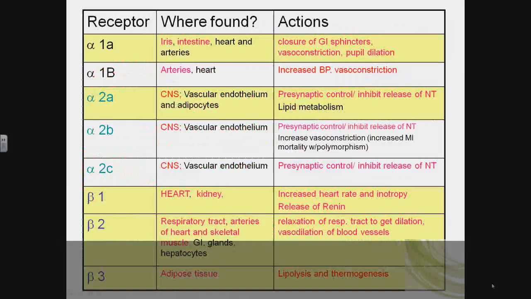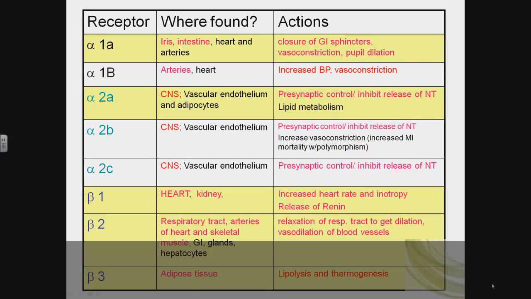Here is a list of your sympathetic or adrenergic receptors. The ones highlighted in yellow are the ones I want you to know. Alpha 1, found on smooth muscle lining the gut, also found on the radial fibers in the iris, and it's also found in smooth muscle of blood vessels. This causes closure of GI sphincters, more vasoconstriction, and pupillary dilation.